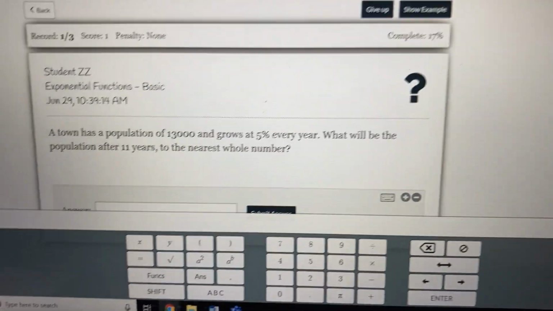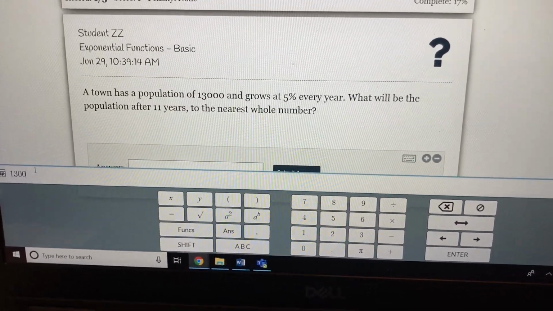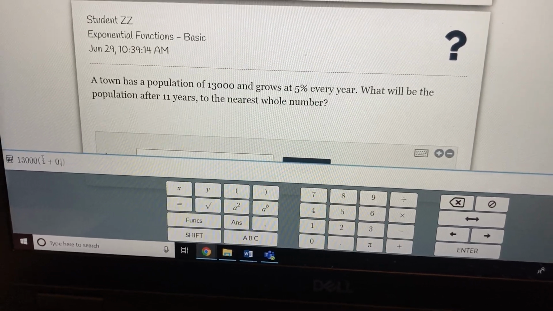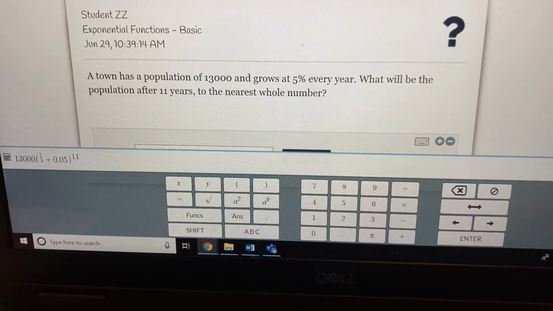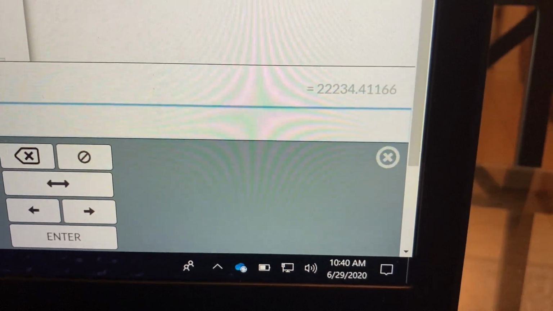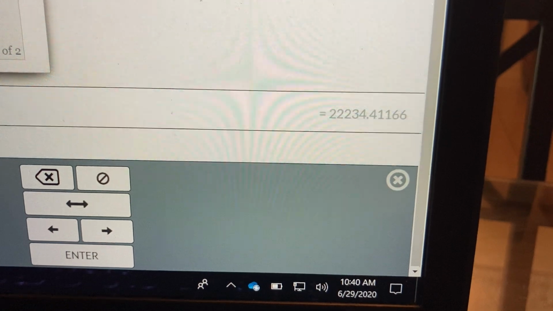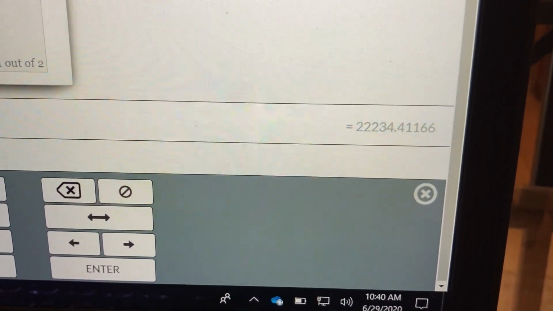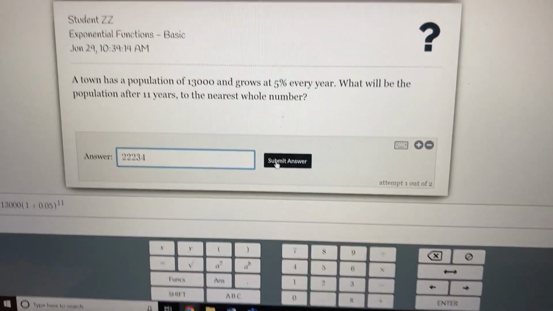We can go back to the calculator, and 13,000 times 1 plus 0.05 raised to the 11 years. And we get 22,234.4, and it wants the nearest whole number, so 22,234, and that 4 after the decimal place means that we just keep our answer as is, don't need to round up.